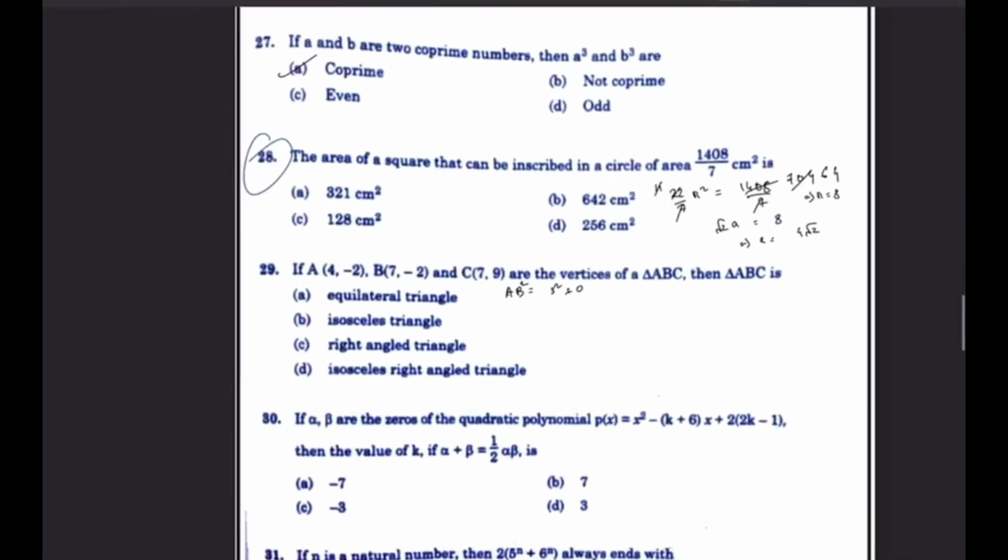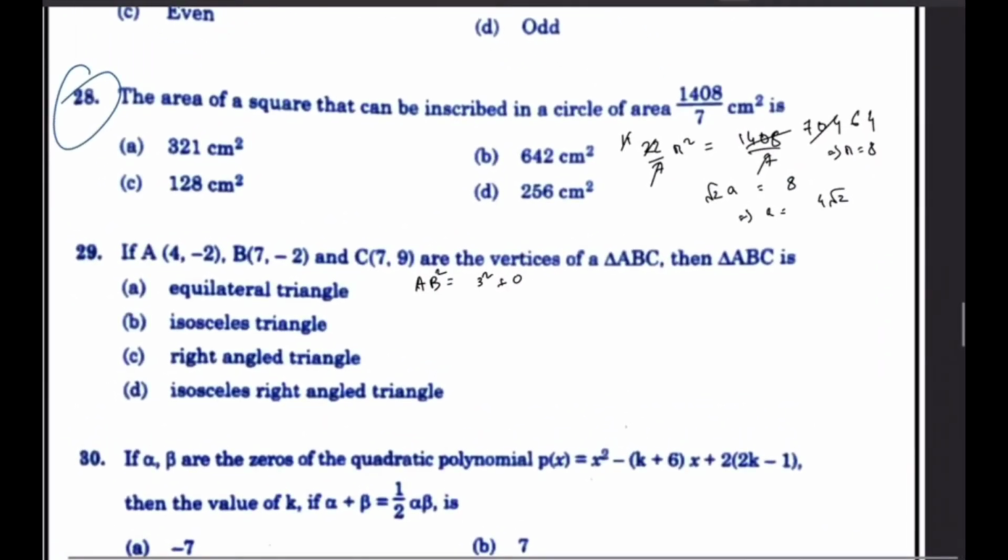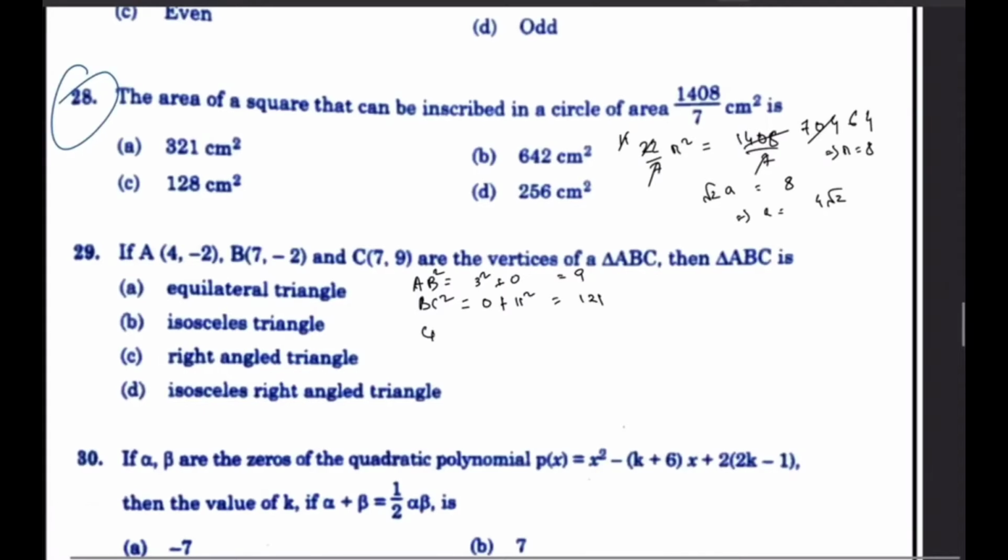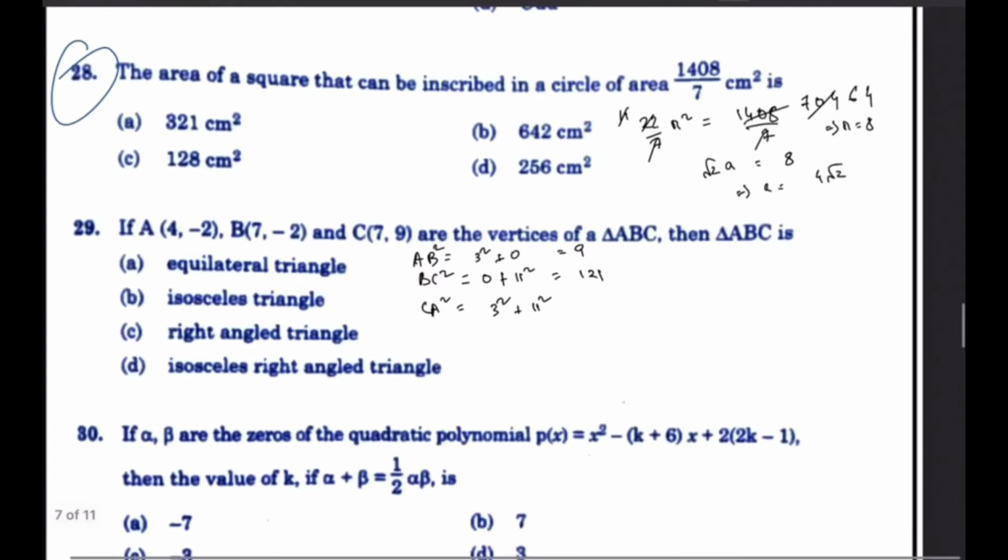Alright. Next we have BC square. So AB square is 9, BC square is 0 minus 2 minus 9, so 11 square, that is 121. CA square is 7 minus 4, so 3 square plus 11 square. You can straight away say that it is a right angle triangle which has a hypotenuse as CA, so the right angle will be at B, and obviously it is not isosceles because you don't have AB equal to BC.